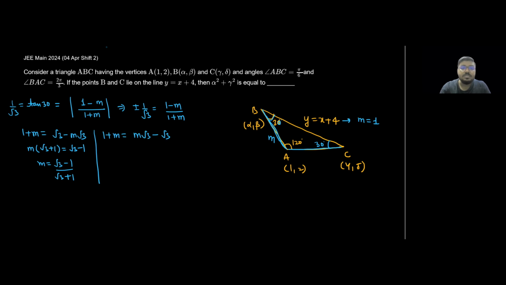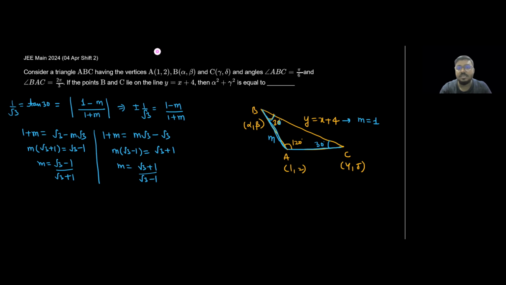So here it is: m times (root 3 minus 1) equal to root 3 plus 1. So m is (root 3 plus 1) divided by (root 3 minus 1). Now we have got two values of m. What are they? Let's try to understand.